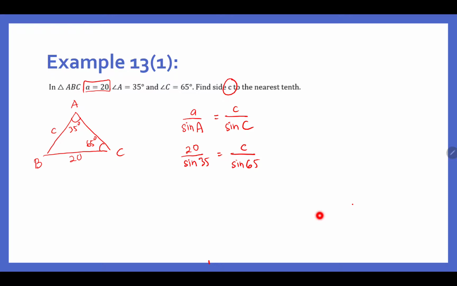Okay, so then do some arrangement and solve for the value of c. So c dekat sini adalah 20 sin 65 bahagi dengan sin 35. So the answer for c is 31.6. Okay, c is the length of side AB lah. So jawapan dia bukan dalam bentuk sudut. Okay, dia adalah panjang. Kalau dia ada tulis cm, kita tulislah cm.